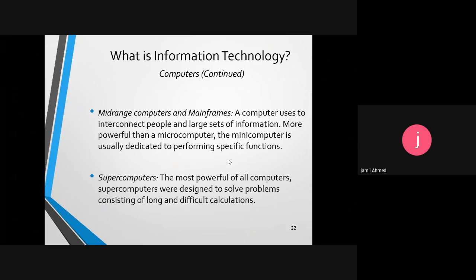And the supercomputers are the most powerful of all computers. The supercomputers were designed to solve problems consisting of long and difficult calculations. As we know, NASA and other organizations use these computers for weather forecasting, weather data collection, and huge data collection, performing high computational tasks.